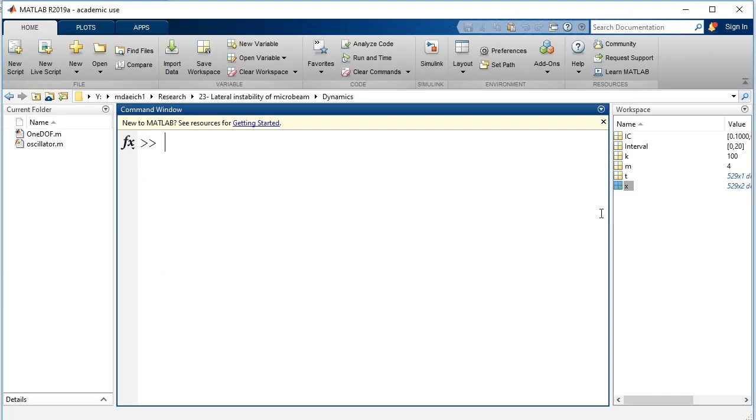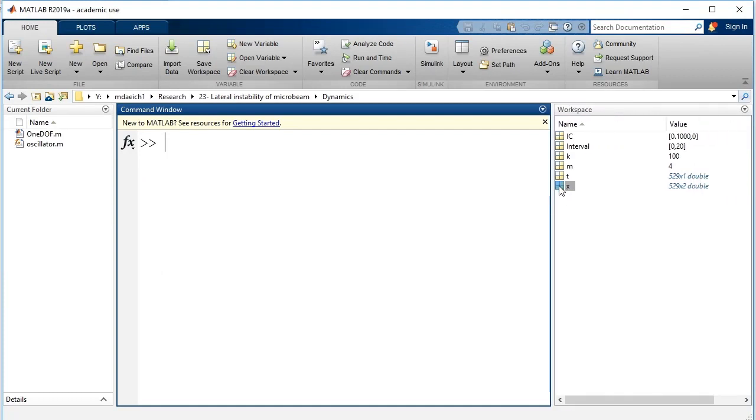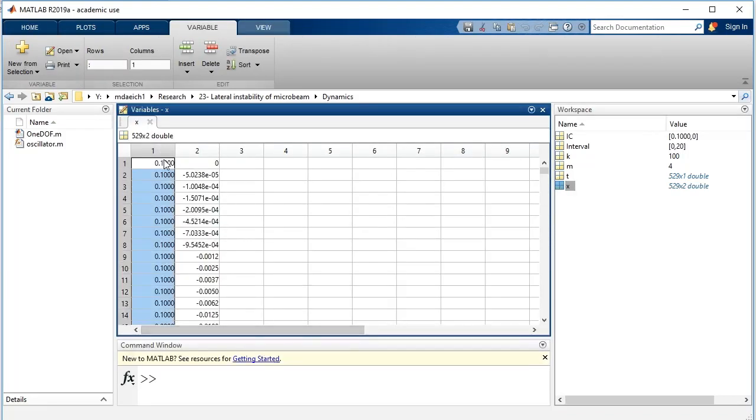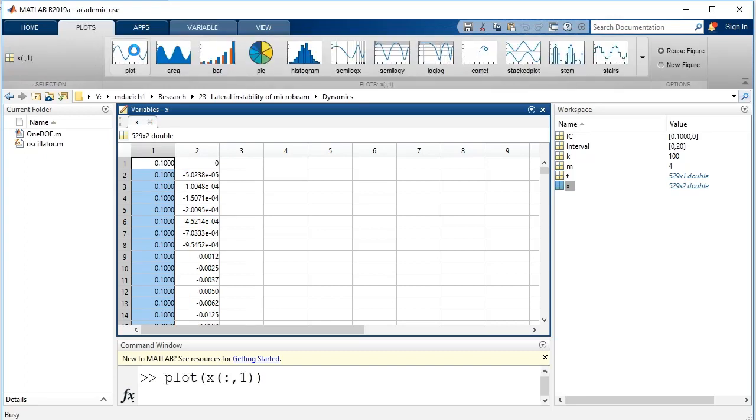So here you can see that we are getting the x vector, which is going to have two columns here. The first column is just the position. The second column is the velocity. This is x1, this is x2. So if I go to the plus tab, I can plot this.